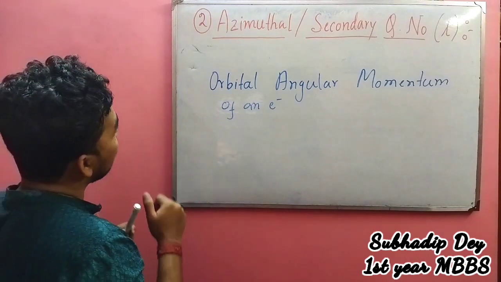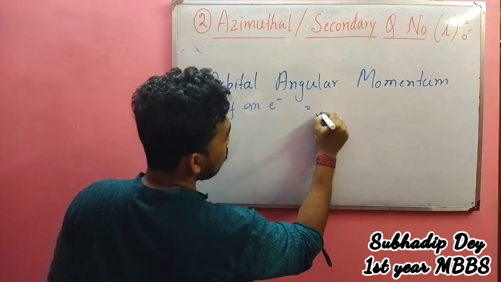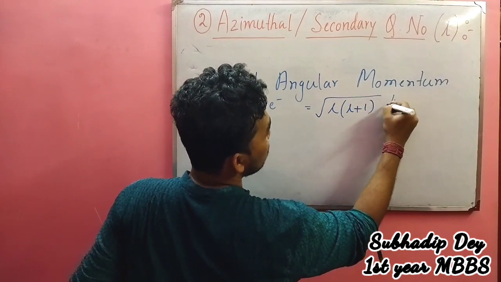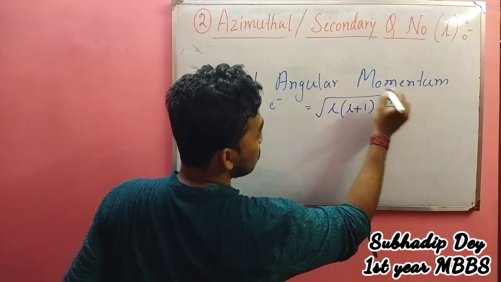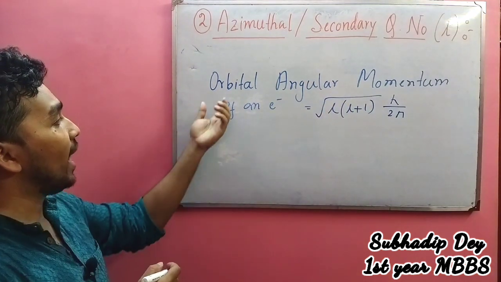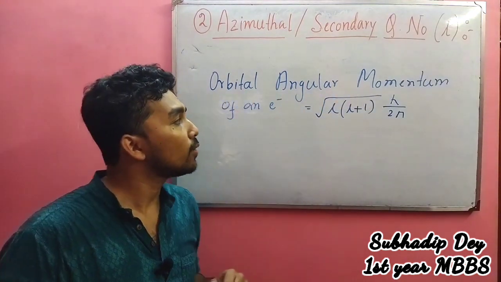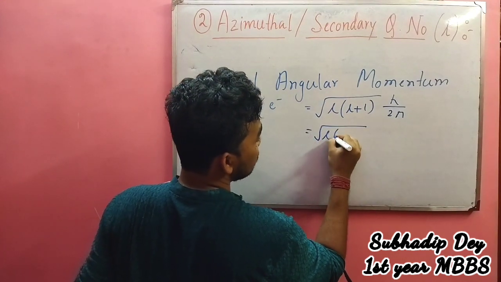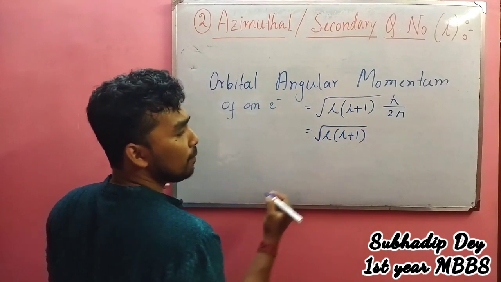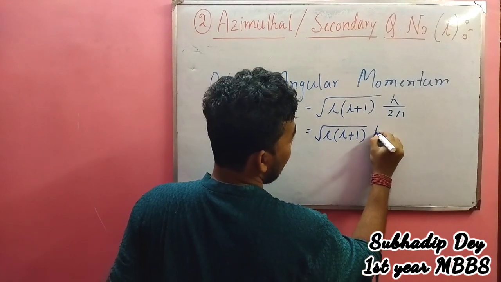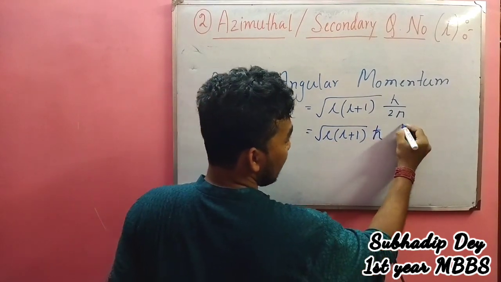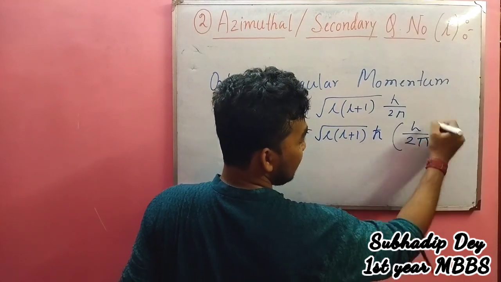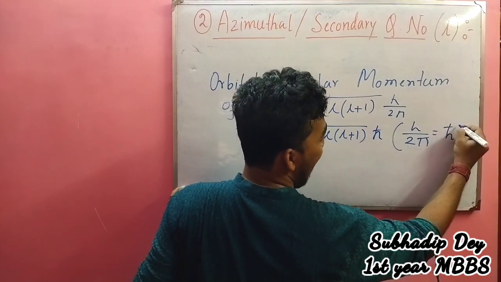Now there is a formula for that, let's see it. Root over L into L plus 1 into h by 2 pi. So this is the formula to calculate orbital angular momentum. Here you know that we can also write it in this form, root over L into L plus 1 into h bar. So it is actually h by 2 pi. We can also call this term h bar.